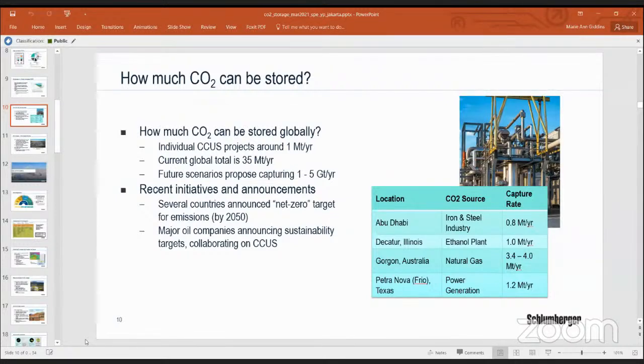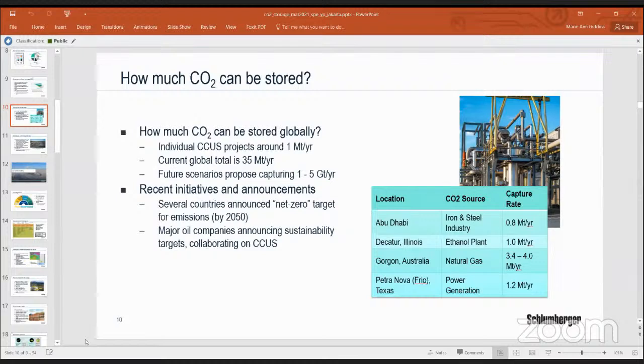The future scenarios, which are being considered by governments, propose capturing between 1 and 5 gigatons per year. So this is a really big increase. However, studies have shown that this should be feasible if we can make good use of the technology and skills of the oil and gas industry to find good storage sites and to perform the injection processes.